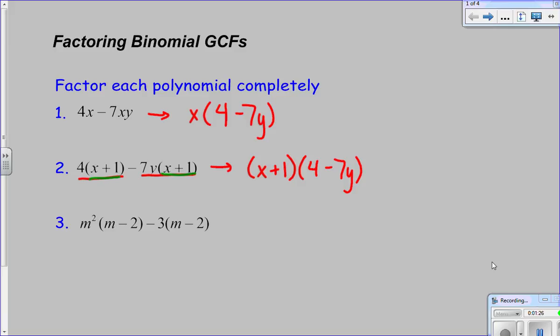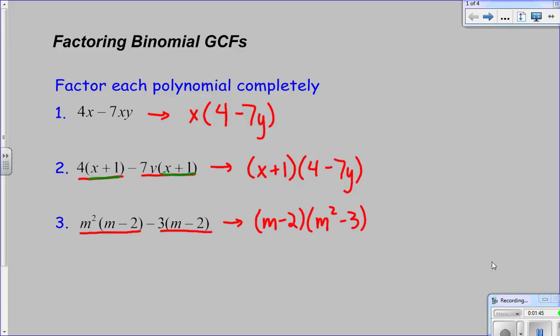Looking at our third example, it's similar to our second one, where we have two terms, but our common factor of each of these terms is m minus 2. So I'll factor out the m minus 2, leaving me with the m squared from the first term and the minus 3 from the second term.